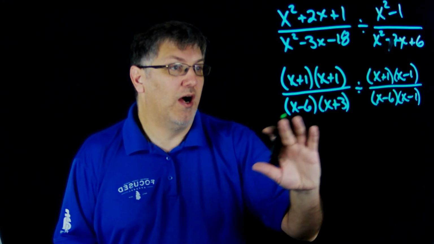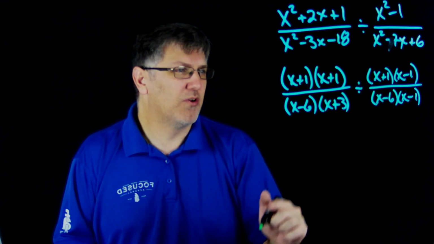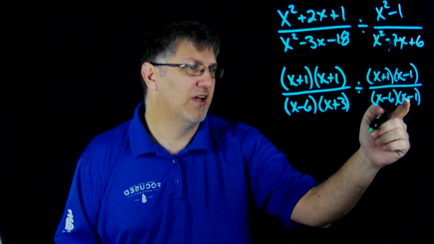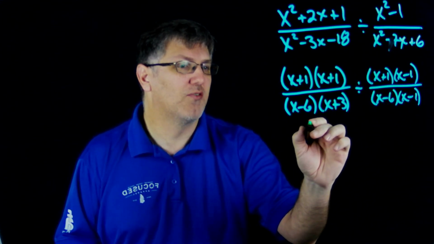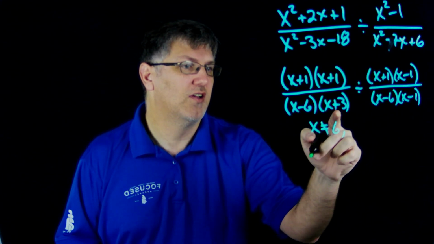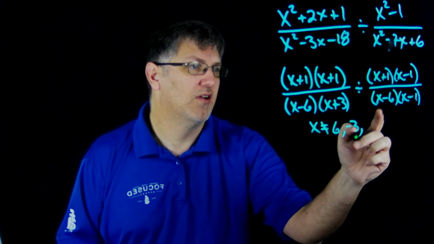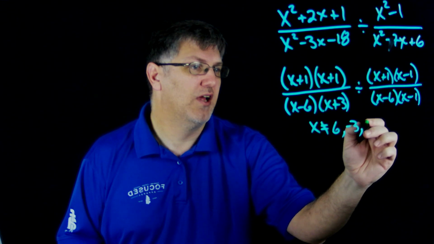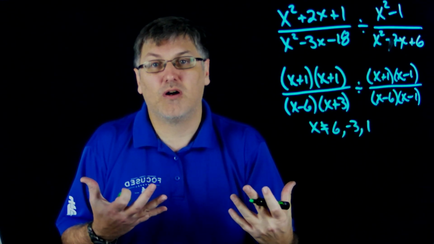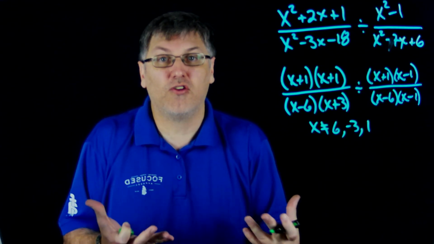From here, I want to take a quick look, and I want to see, okay, I've got a negative 6, a positive 3, a negative 6, and a positive 1. And I know as of right now, my x cannot equal 6, negative 3, 6 (I already have), and 1. Okay, now that I have that in there, let's go ahead and actually do the division part.